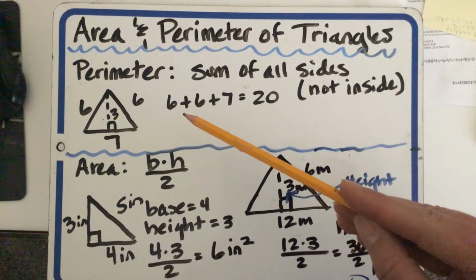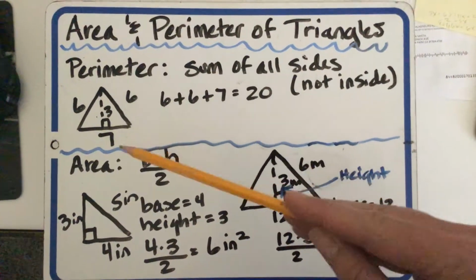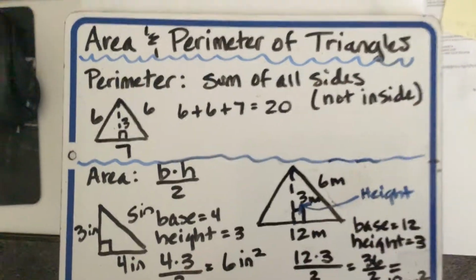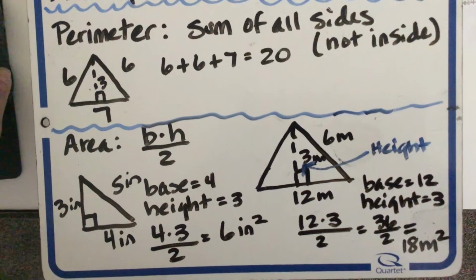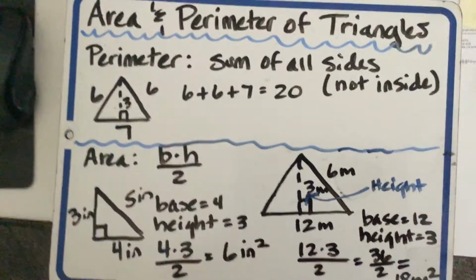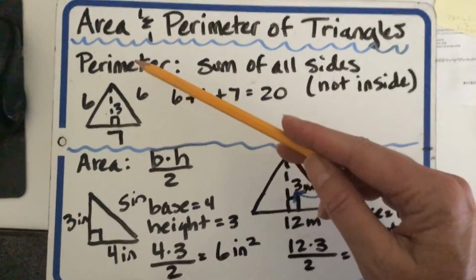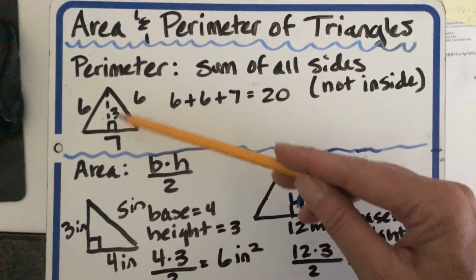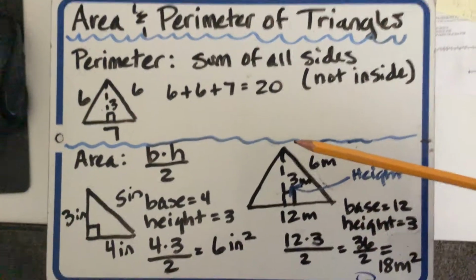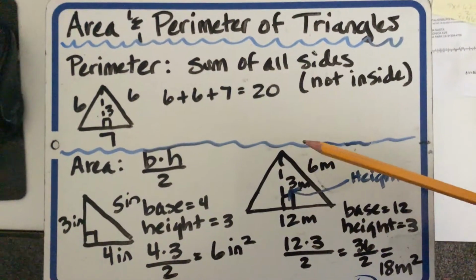So what do we do? We add 6 plus 6 plus 7, and we get 20. And then whatever the units are is what you would use. So perimeter again means adding up the outsides of a shape. Do not include that inside measure. They're going to try and trick you and put that in there.